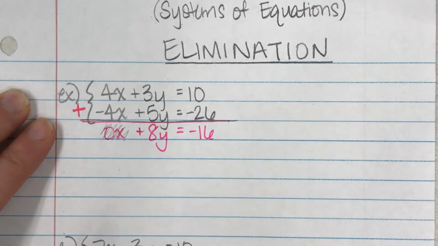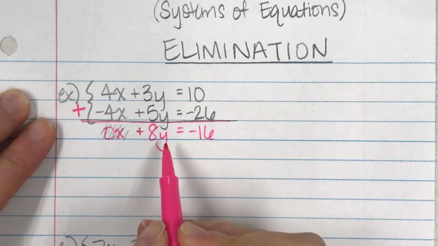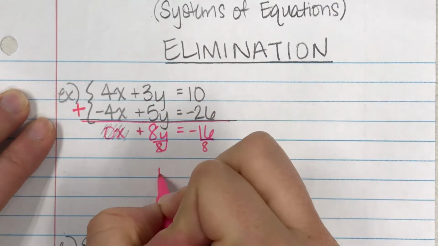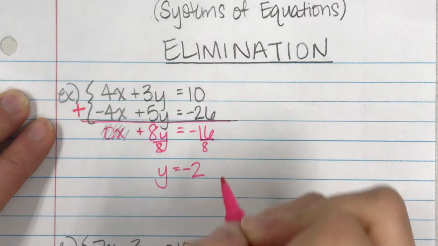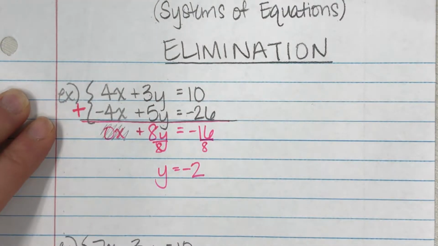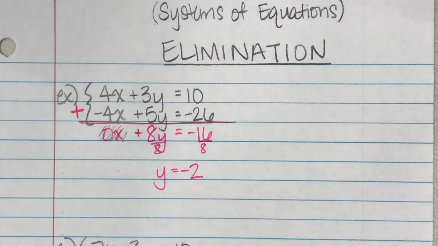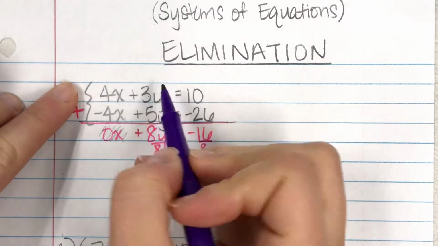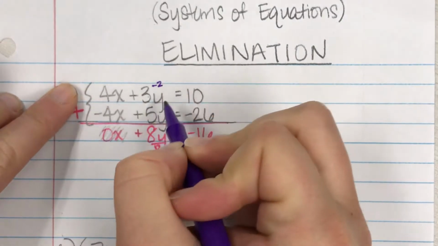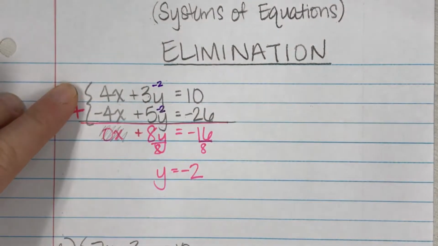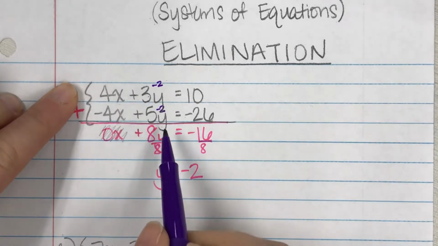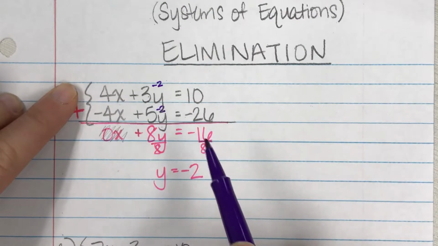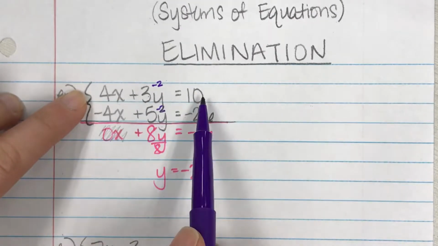And so now I have an equation that only has a y. Well, to figure out what y is, I would go ahead and divide by 8. And I get y equals negative 2. Well, that is insanely simple. Y is negative 2. Now that I know that y is negative 2, I can actually plug it into either one of these. I can either say that one is negative 2 or that one is negative 2. It is 100% a matter of personal preference, whichever one you like better. I personally like the one that doesn't have any negatives.